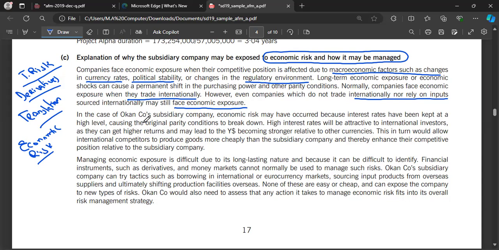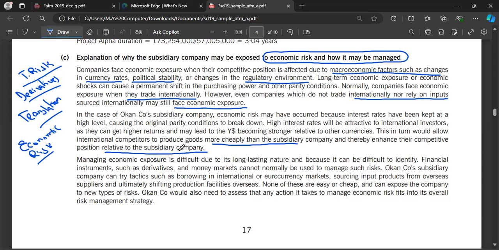In the case of the Okan company, the subsidiary company's economic risk may have occurred because interest rates have been kept at a higher level, causing the original parity conditions to break down. High interest will be attractive to international investors as they can get higher returns, and may lead to the currency becoming stronger relative to other currencies. This in turn would allow international competitors to produce goods more cheaply than the subsidiary and thereby enhance their competitive position relative to the subsidiary company.